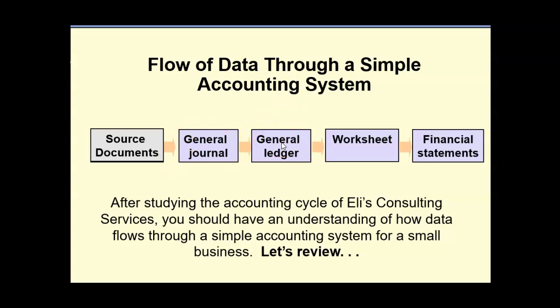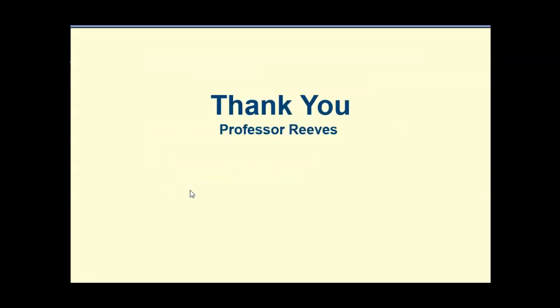We then prepare the 10 columns of the worksheet, which is then used to prepare our financial statements. So this is the flow of data that takes place normally through what's known as a simple accounting system.